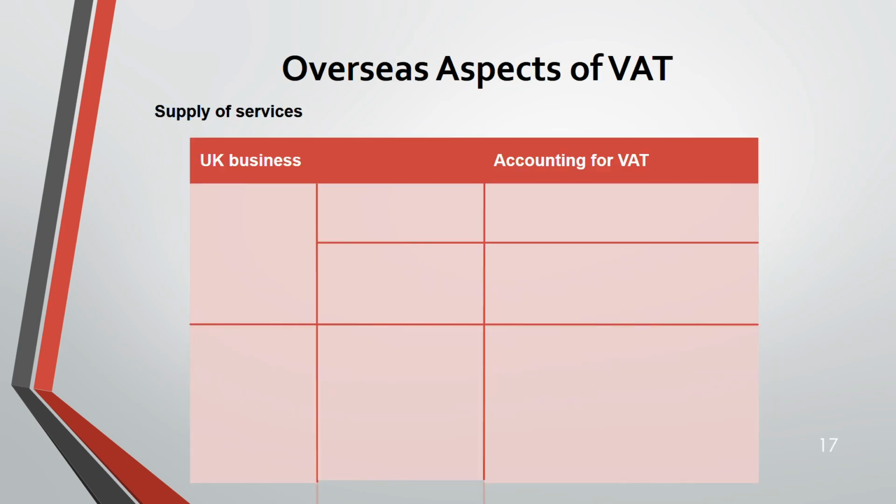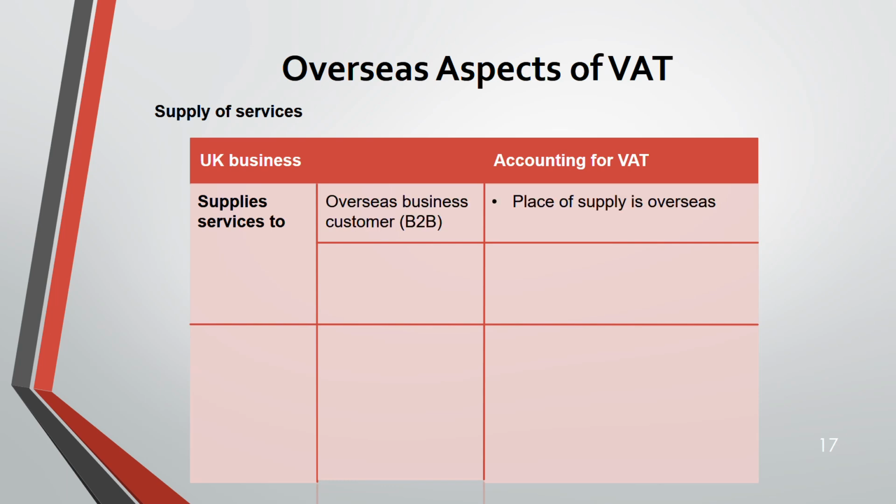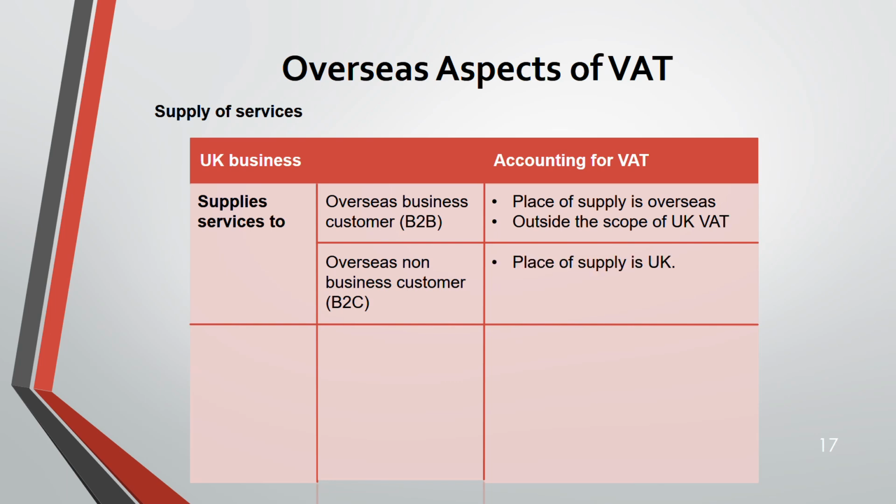Now, this table is very helpful when you are supplying services to an overseas business customer. It's a business customer, so the place of supply is overseas. This is outside the scope of UK VAT because the supply is overseas. So thank God. Next, you are supplying services to an overseas non-business customer. Now the place of supply is in the UK, where the supplier is. So this is within UK VAT. So what do you do? You charge output VAT at the standard UK rate.